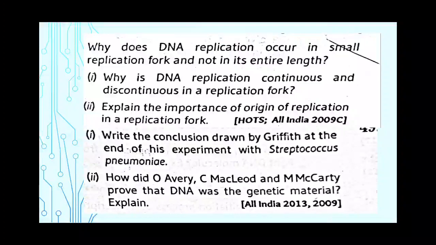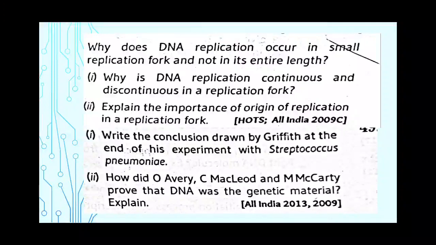Then they discovered that protein digesting enzyme or protease and RNase did not affect transformation, whereas digestion with DNase did inhibit transformation, and it suggested that DNA causes the transformation. Thus, they finally concluded that DNA is the genetic material. Now, this you can write in words format also, or you can make an explanatory chart also, and then at the last you can write down the conclusion.